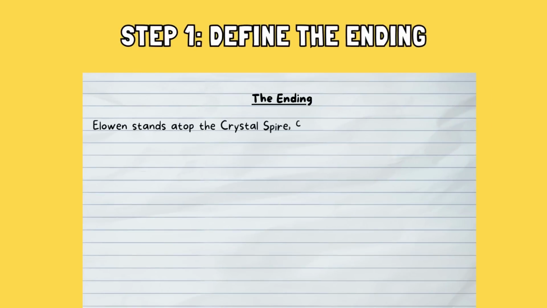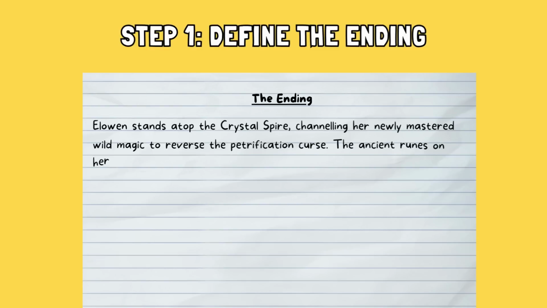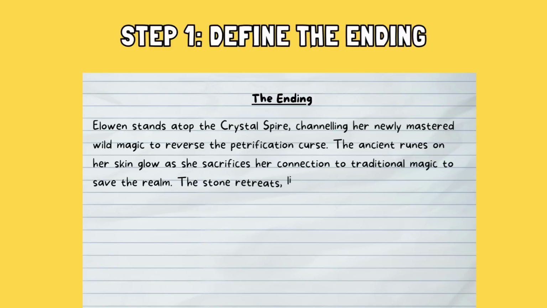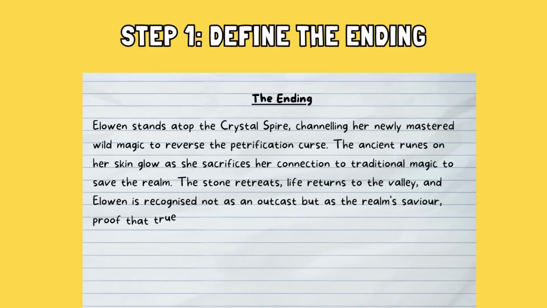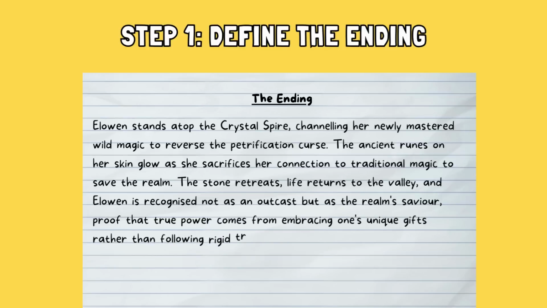Elowin stands atop the crystal spire, channeling her newly mastered wild magic to reverse the petrification curse. The ancient runes on her skin glow as she sacrifices her connection to traditional magic to save the realm. The stone retreats, life returns to the valley, and Elowin is recognized not as an outcast but as the realm's savior, proof that true power comes from embracing one's unique gifts rather than following rigid traditions.